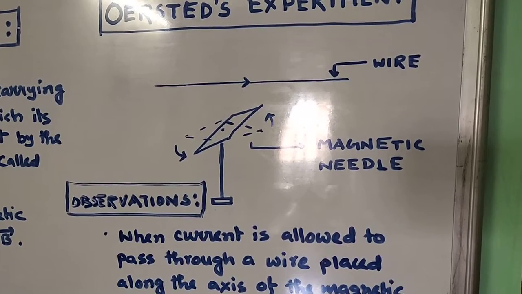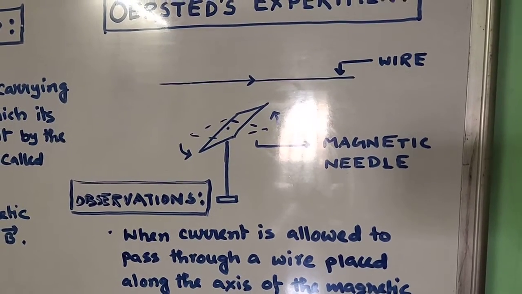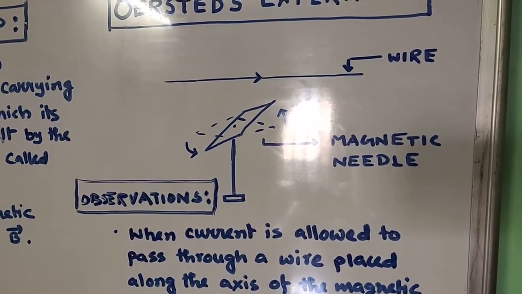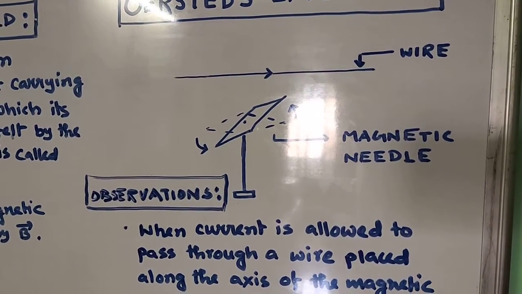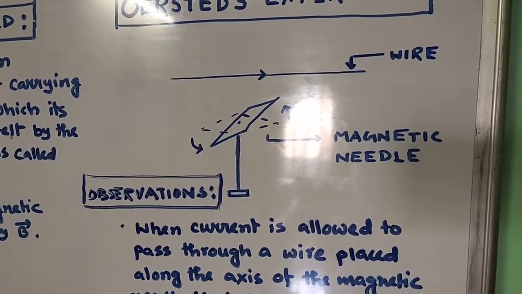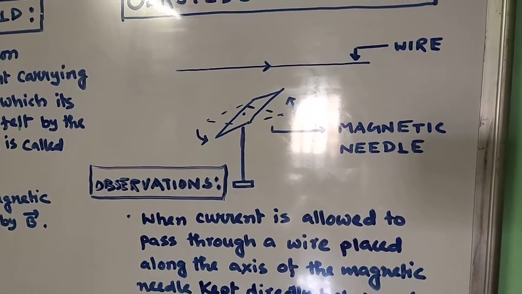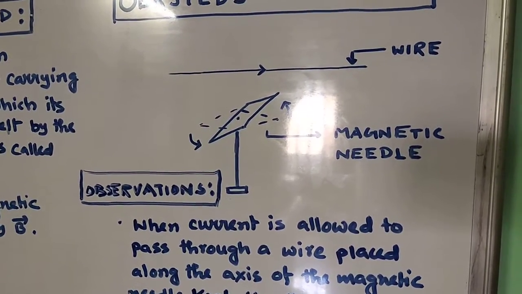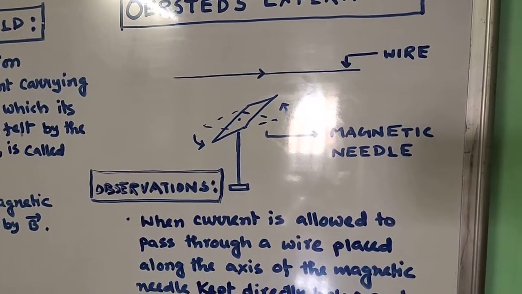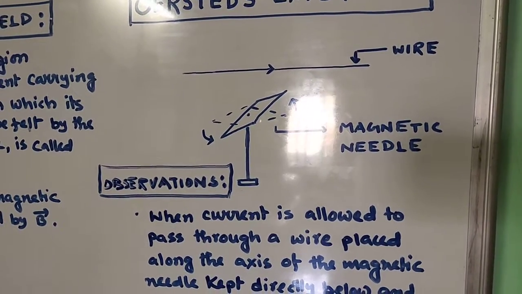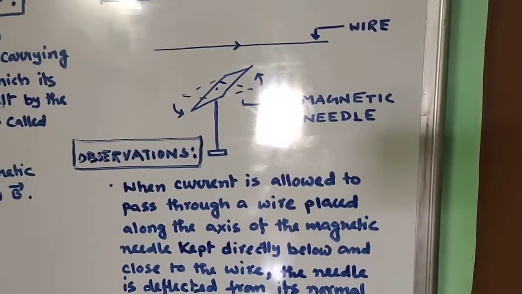Because the needle will not deflect if there is no magnetic field. So as it deflects, it indicates that some magnetic field is produced due to the flow of current, and the needle comes back to its normal position when you switch off the current. So these three observations conclude that there is a magnetic field whenever there is a current. Now let me read out the observation part.